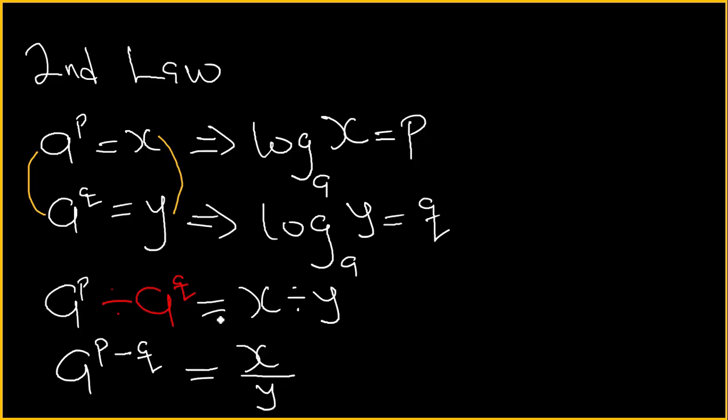Now this index equation is to be converted into logarithmic equation. So in a logarithmic equation, we have log of the result x on y to the base, which is a, is equal to the exponent p minus q. Log of the result x on y to the base a is equal to p minus q.